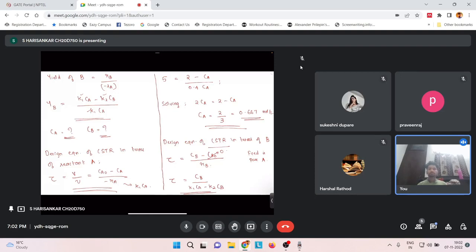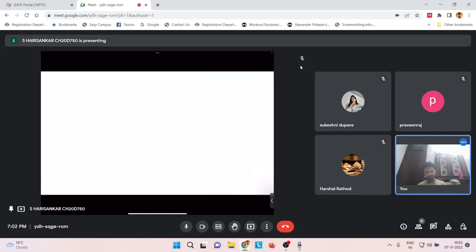So now what we have to do is substitute the values in this design equation as well. The tau here is tau optimum, that is 5 minutes. Cb is the unknown. We have the values for K1, Ca and K2. So substituting, tau, which is 5, is equal to Cb by K1, that is 0.4 into Ca, that was 0.667, plus K2, which was 0.1 into Cb.